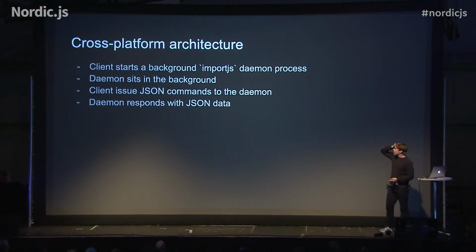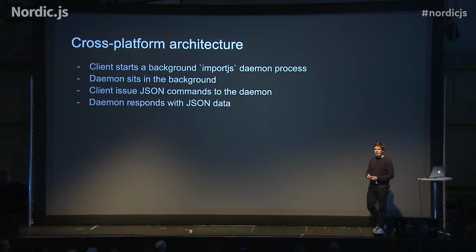So the architecture ended up being a client, in this case an editor plugin, for instance the Vim plugin, that will start a background process, and then communicate with that daemon, which sits in the background listening to commands. We send those commands through JSON. In this case, I sent the entire contents of the file, and then I got different content back. That's very simple. I just replaced everything that was in the editor. So JSON was the communication protocol.